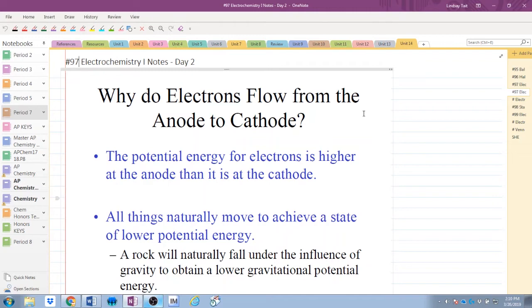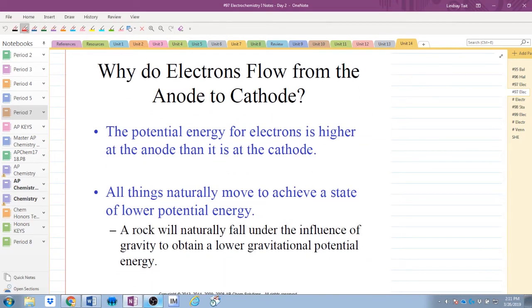So to do this, we are going to use an analogy of a boulder and a cliff. The boulder is going to represent the electrons, and the top and the bottom of the cliff are going to represent the different half cells, anode or cathode. So here we go. Why do they move? Guys, this is the answer. The potential energy for the electrons is higher at the anode than it is at the cathode, and everything moves to achieve a lower potential energy state.